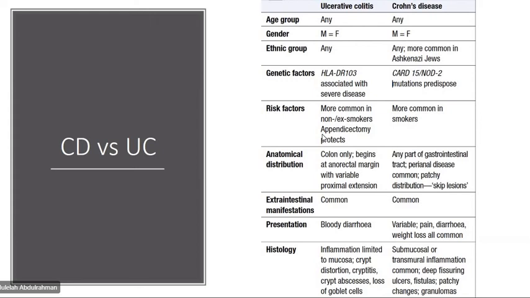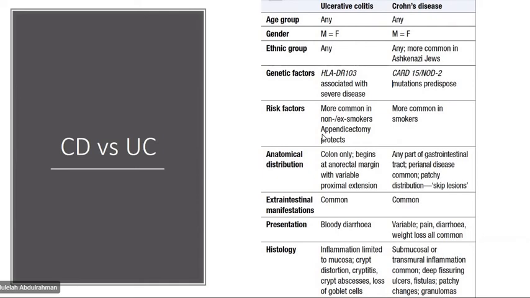Now, extraintestinal manifestations, which we come to later on, are common in both, so they don't help you to differentiate between them. Presentation in ulcerative colitis is usually bloody diarrhea because there's colitis, or only diarrhea. In patients with Crohn's disease, it varies depending on the location. So if you're asked about presentation, to be safe, say it depends on the location of the disease.